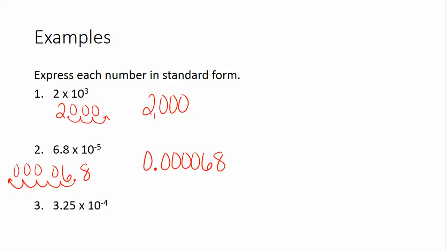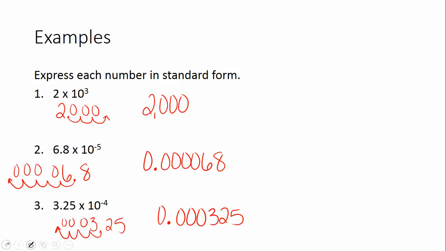Number 3, 3.25 times 10 to the negative 4th. So again, 3.25, it's a negative exponent, which means we want to move it to the left 4 times, filling in 3 zeros after the decimal. So that's how you write a number from scientific notation into standard form.